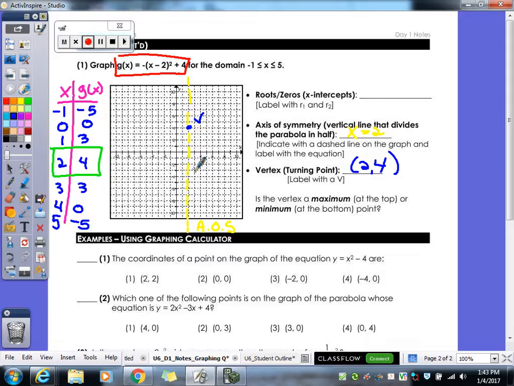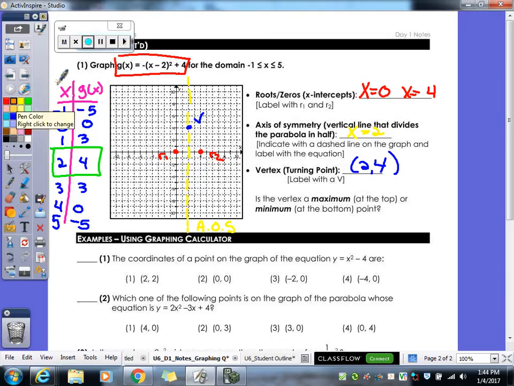We're going to do our zeros again. Our roots or our zeros are at 0, 0, and 1, 2, 3, 4, 0. We have to label them R1, R2. And remember, you have to label them over here as x equals 0 and x equals 4. Again, you're tempted just to draw your parabola, but you have to do all your points.